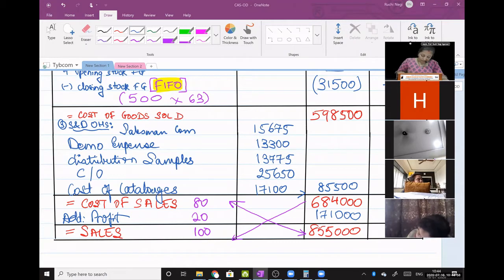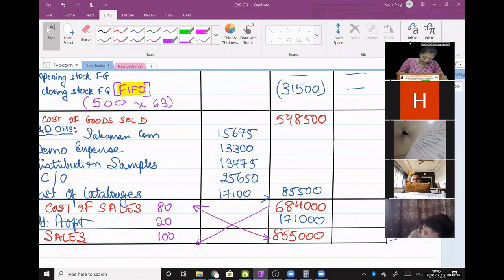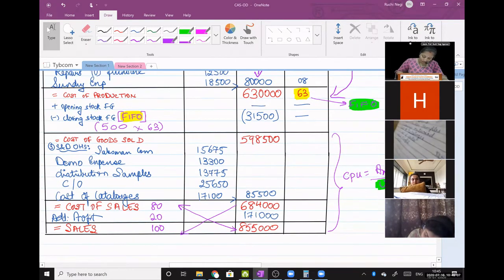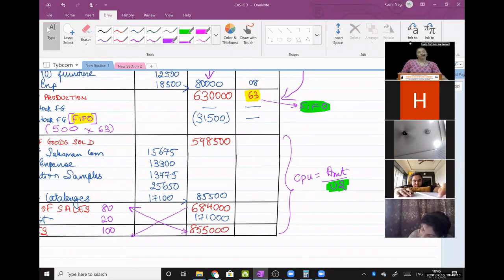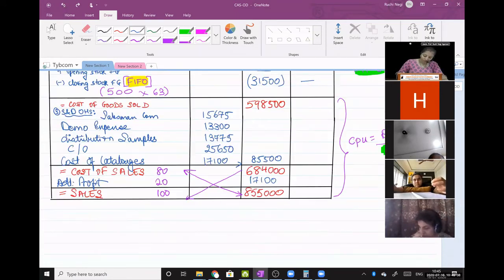Right. Next, let us calculate the next part. Yeah. So note number 2 of your theory. From COGS up to sales, how do you get your CPU column? Amount divided by units sold. I repeat, from COGS up to your sales, how do you get the CPU column? Amount divided by units sold.